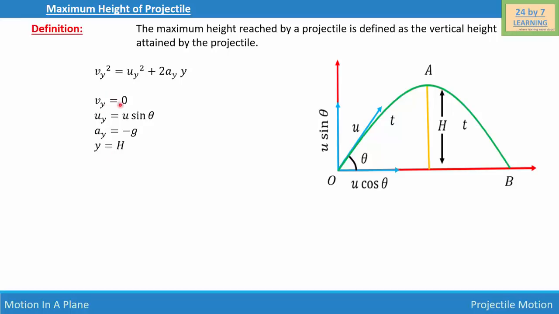Now let's substitute these values in this equation, and if we do that, we will write 0 square is equal to u sine theta square plus 2 inside the bracket negative g times h. If we simplify further, we will write 0 is equal to u square sine square theta minus 2gh. Let's simplify further, and if we do that, we will get h is equal to u square sine square theta over 2g. And this is the maximum height attained by the projectile.